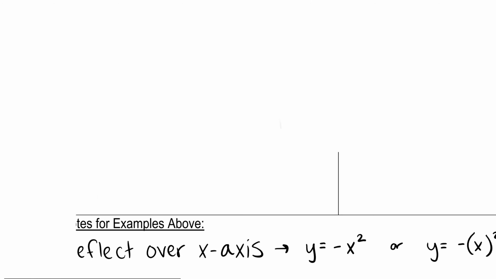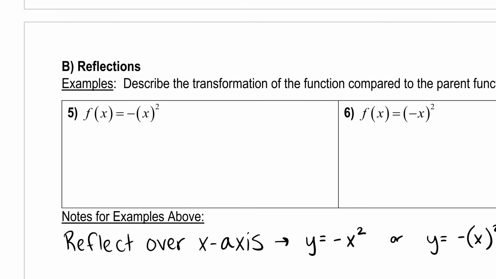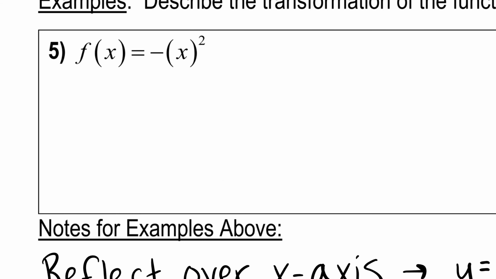So, looking at this up here, on number 5, the negative is outside the parentheses. So outside is reflect over x-axis. And that would be my whole answer.